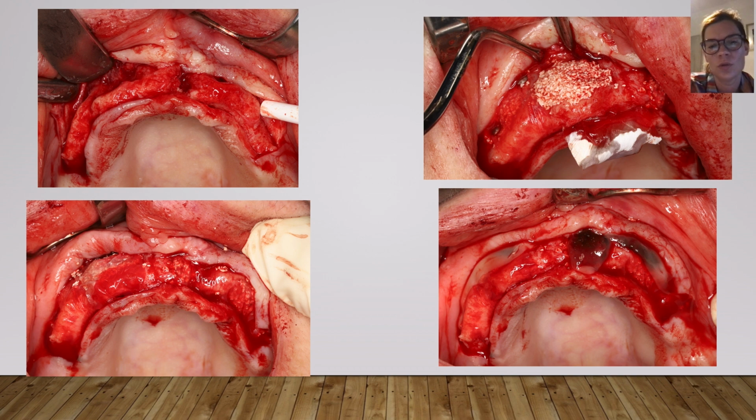So I chose to use xenograft, mixed with PRF plugs and with i-PRF. And I chose a collagen membrane as coverage. The collagen membrane was fixed by pins on the palatal and also on the buccal side, as you can see right here. And at the end, when I had made the bone augmentation, I also prepared PRF membranes, and I covered my collagen membrane with the PRF membrane.